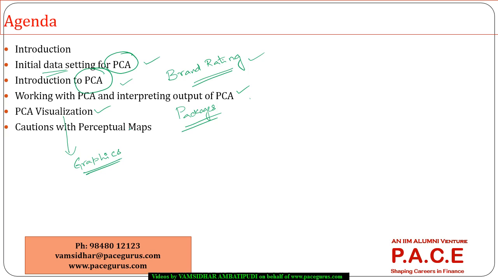PCA? And finally, I want to talk about the steps that I need to take, or make sure of, when I'm executing my visualization. One of the major visualizations of the PCA is the perceptual map. So I want to look at all the things I can take care of when I am doing perceptual maps and a PCA analysis.